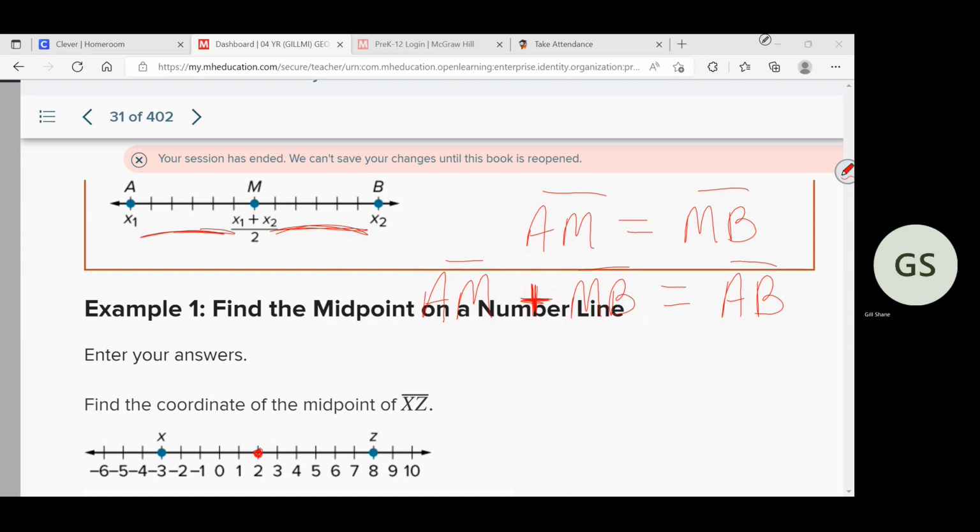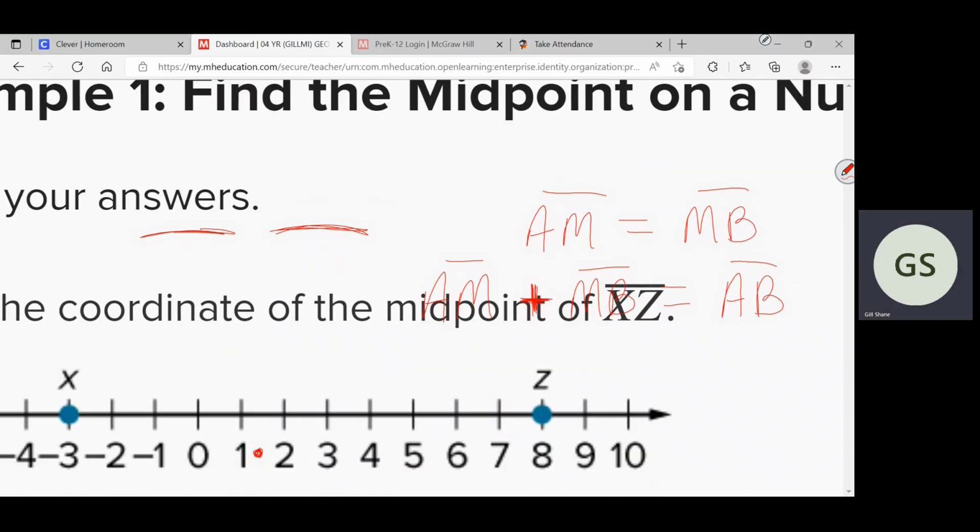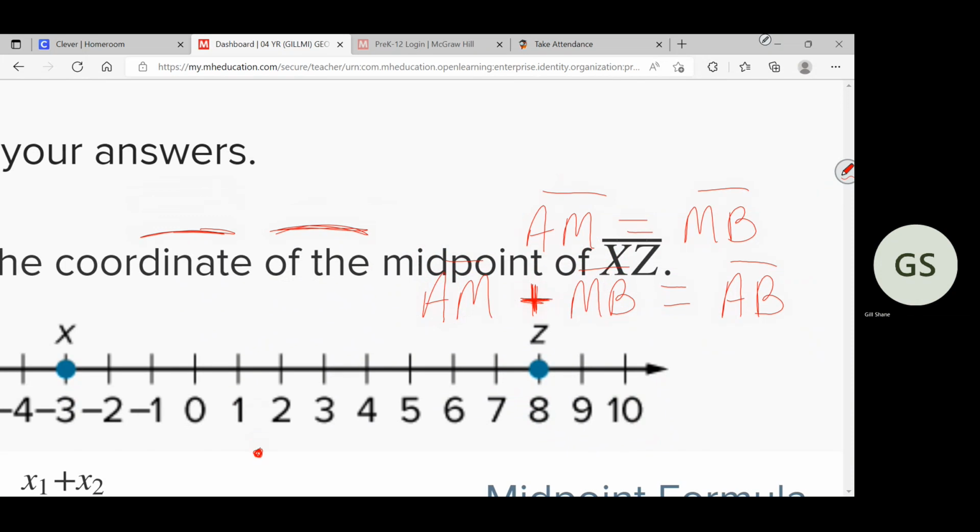Let's see. What would be true if that's the midpoint? Now I'm really messing up. So if that is the midpoint, so I'm going to put it back where I had it, now that I've zoomed in. If that is the midpoint, this line segment, so from this endpoint to that point, should be the same length as from this point to that endpoint. Is it? I'll visually show you it's not.